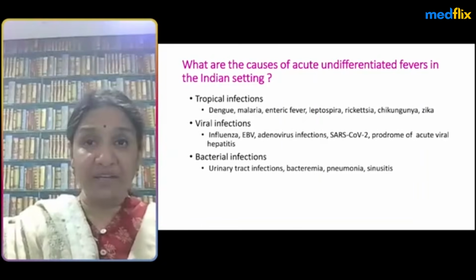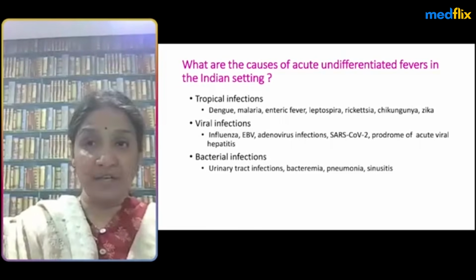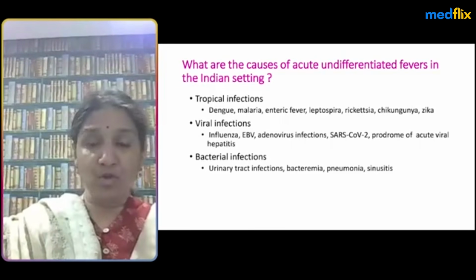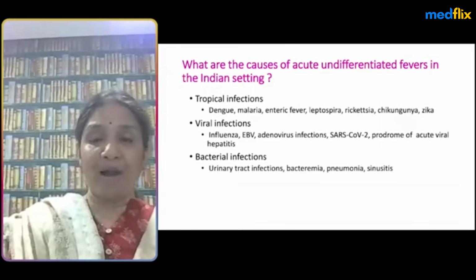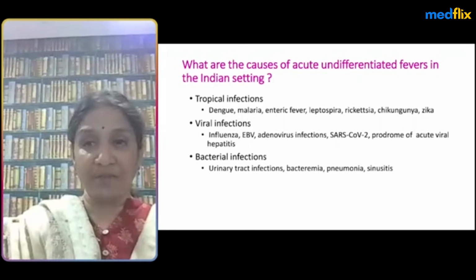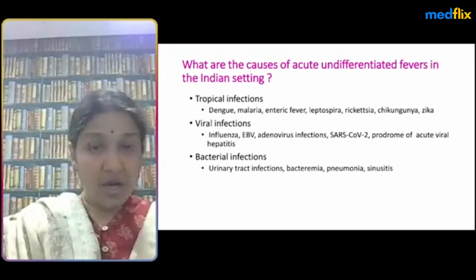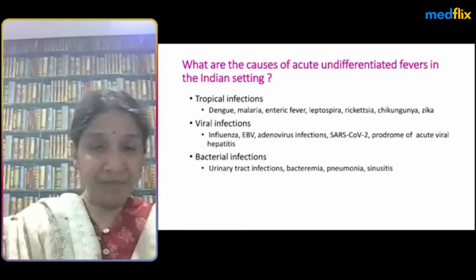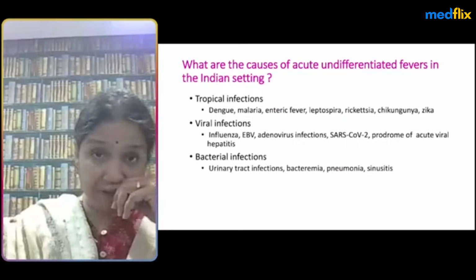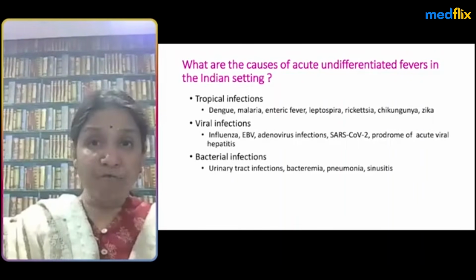So all these tropical infections cause fevers, which sometimes you cannot diagnose on the clinical basis. Of course, if you have a patient who comes to you with fever and has severe joint pains, you know you have an episode of chikungunya, but you still would like to do a test to confirm the diagnosis. Then you have certain viral infections. For example, in influenza, sometimes in the initial phase of influenza, you may not get any coryza or cough.